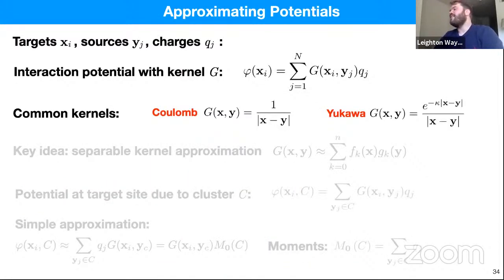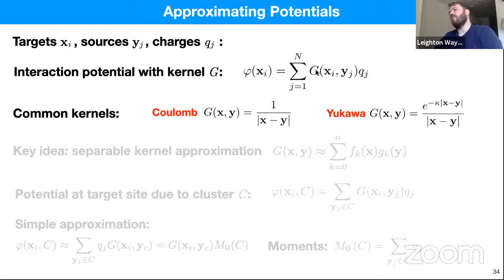Of course, we have to actually have a way to approximate these interactions. So I've told you how we determine what to approximate, but we actually have to approximate them. So we have our targets xi, our sources yj, and with each source associated charge qj. Then the potential that we get at our target position xi is, of course, the sum of kernel evaluations between the target and the source and the charge of the source.